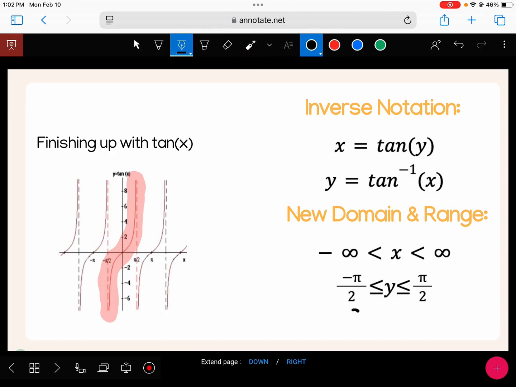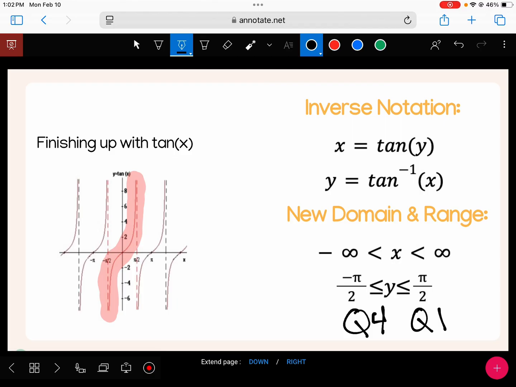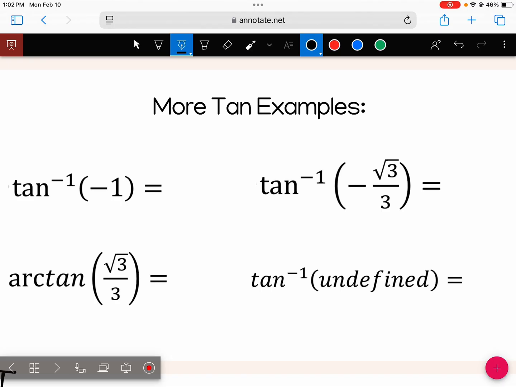1 and 4. Q4, Q1. So everything except sine, Q1 and 4. Okay. So now some examples with tan. We're going to first do this one up here and this one down here.